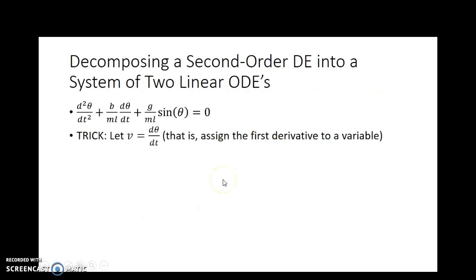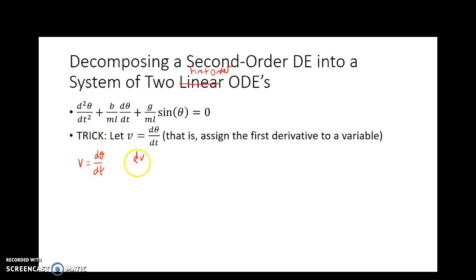Well, how do we analyze such a model? It turns out that we can decompose any second order DE into a system of two first order ODEs. I shouldn't say linear because it won't necessarily be linear, so first order ODEs. And it turns out that the trick here is to assign a variable to the first derivative. So by letting v equal d theta dt, I can make a substitution here.